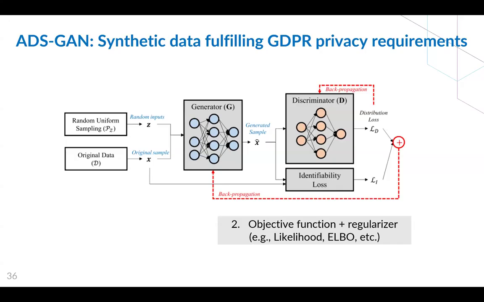And basically here is how ADS-GAN is built on a high level. The epsilon identifiability criteria is turned into an additional auxiliary loss function called identifiability loss here. And the identifiability loss Li is combined with the primary distributional loss LD. Those two loss functions are simultaneously optimized in order to train the generator. So in this case, ADS-GAN modifies the objective function by adding a privacy-aware regularizer so that the outcome has certain characteristics in privacy.